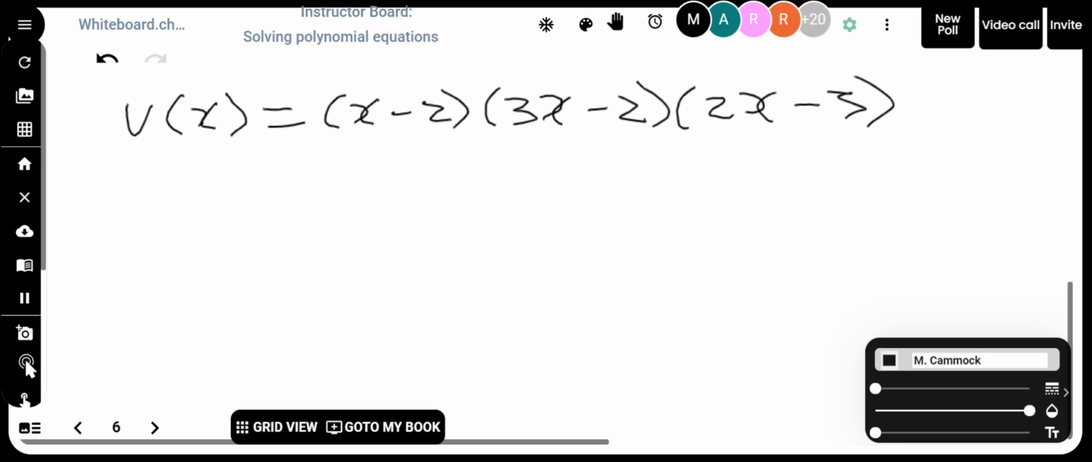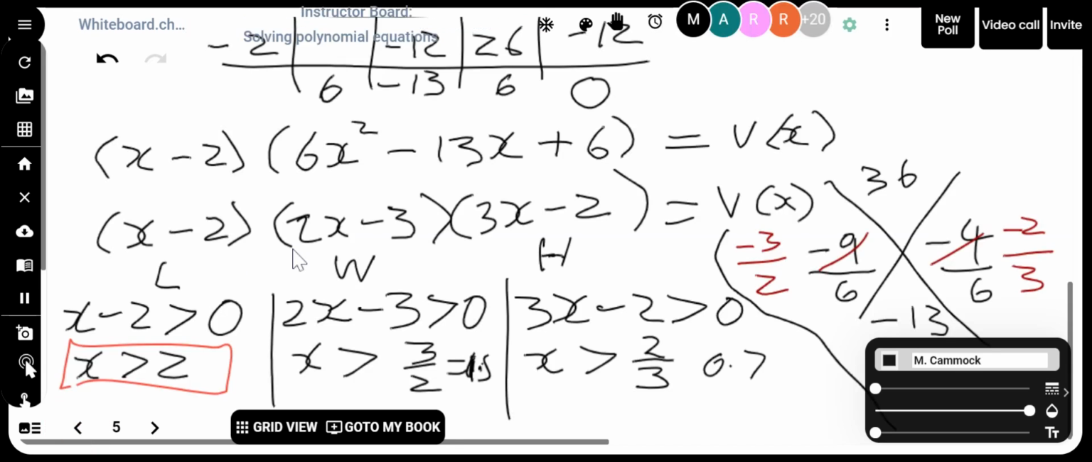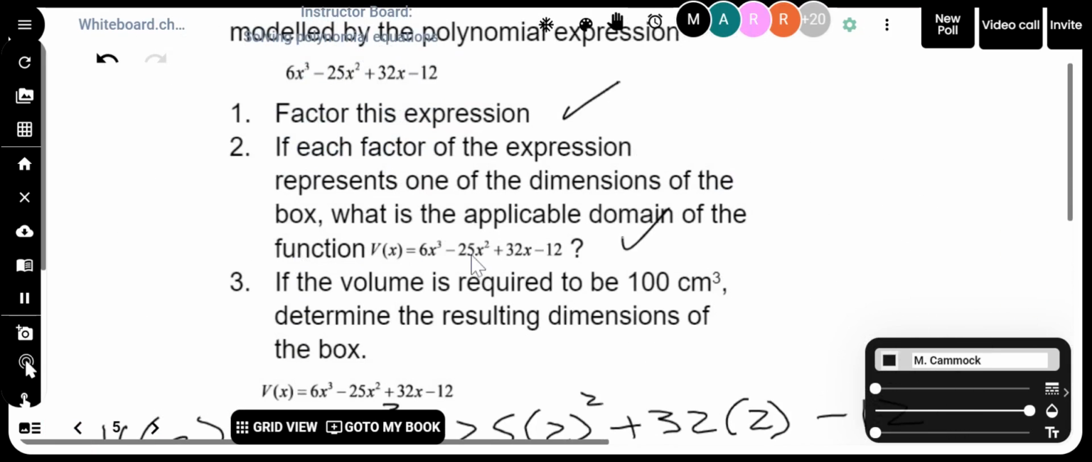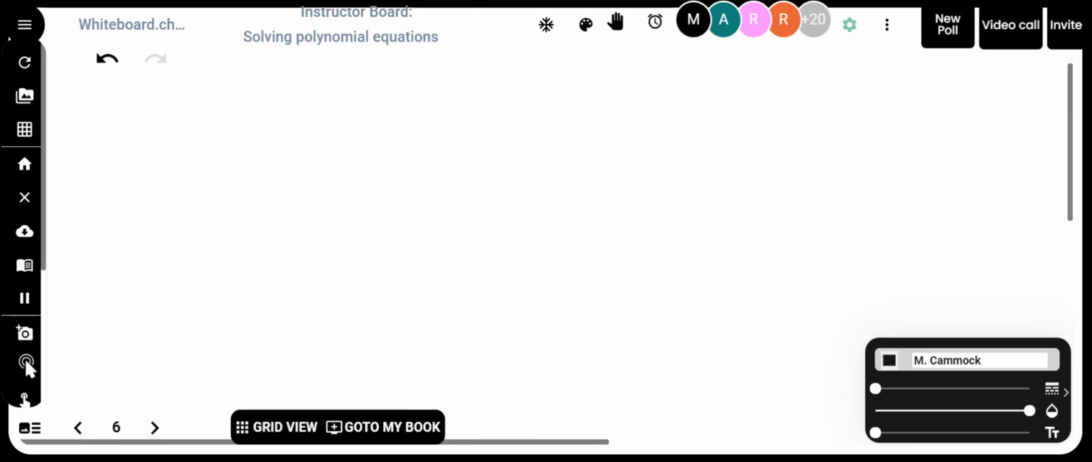What would you suggest I do to figure out what value of x is going to make that happen? Because that's what we're trying to figure out. That's what this question says. Let me take you back to the question. Question says the volume is required to be 100. Determine the resulting dimensions of the box. I guess that's what you're asking. So how are we going to figure out what dimensions to use to make this 100 centimeters cubed? All right, I'm looking for some suggestions here, folks. What would you recommend?